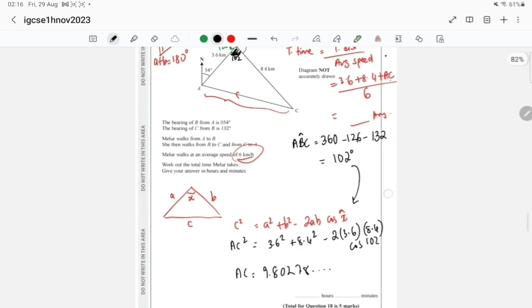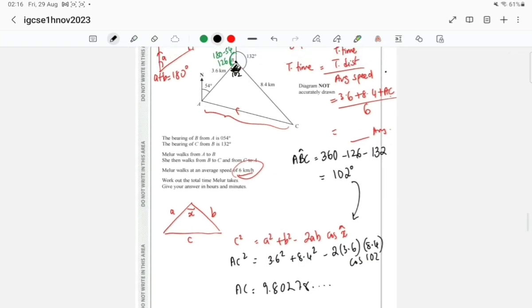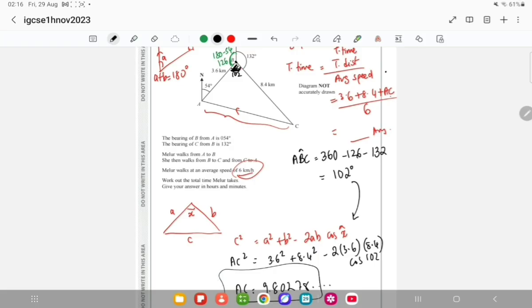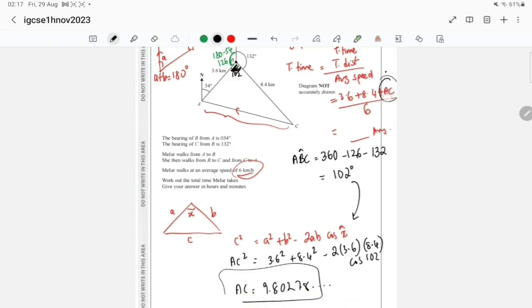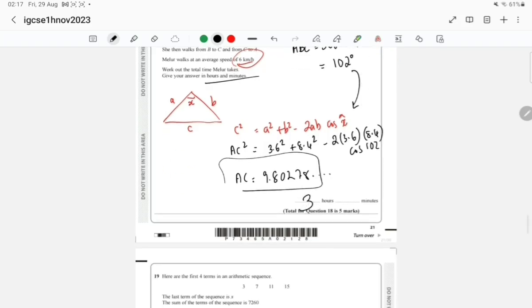Now what I will do from here, I will not clear my calculator. I'll take this AC and add it over there. So replace AC by 9.8. So just add that to 8.4 and 3.6 in my calculator and divide this answer by 6. We will get our answer, which is 3.63, and this is in hours. Okay, because we are working in kilometers per hour for the average speed. Now it says give your answer in hours and minutes. So 3.63, I already know that it would be 3 hours, right?